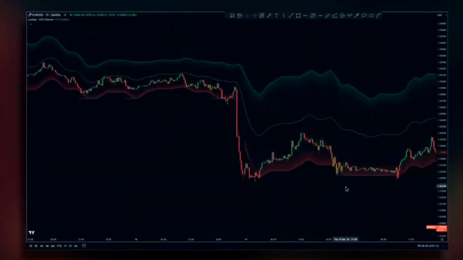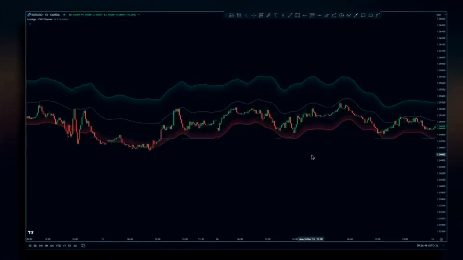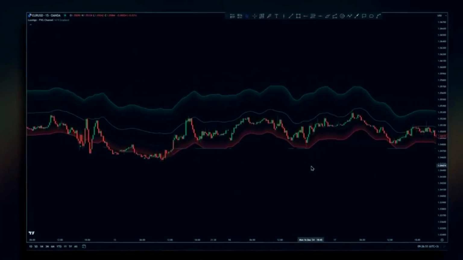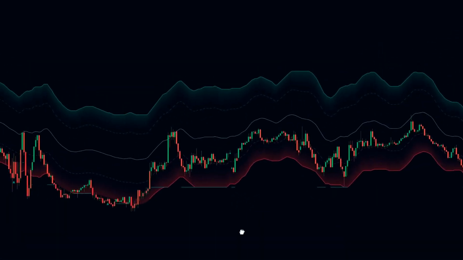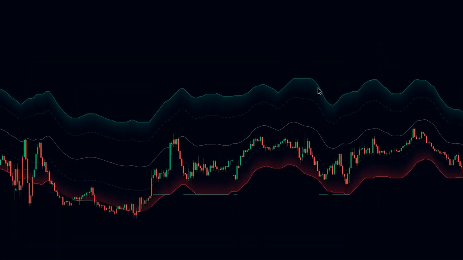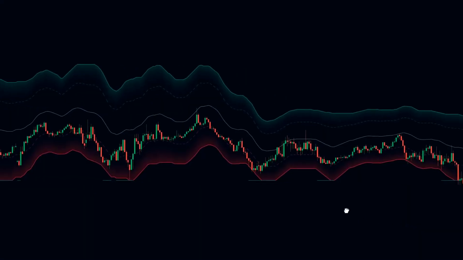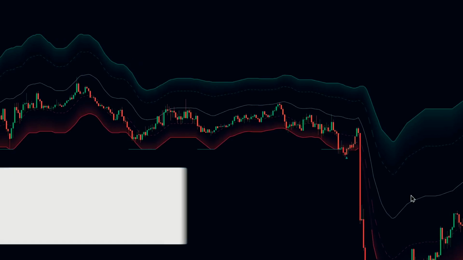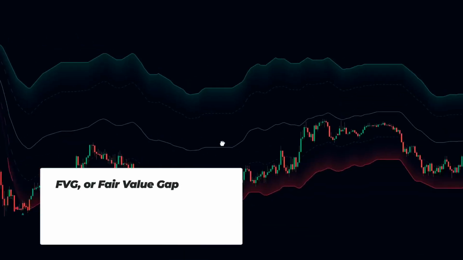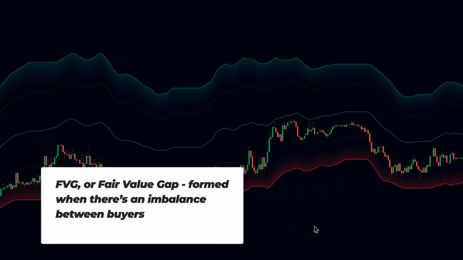You might be thinking, okay, what is it exactly? Well, it's a technical analysis tool that helps visualize trends and potential market reversals by using historical fair value gaps. It does this by drawing a channel based on the averages of recent unmitigated FVGs, giving traders a structured way to interpret price movements. For those who aren't familiar, an FVG, fair value gap, is created when there's an imbalance between buyers and sellers, often showing up as an unfilled gap between candlesticks.